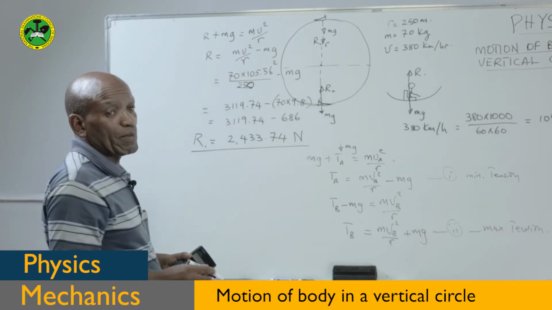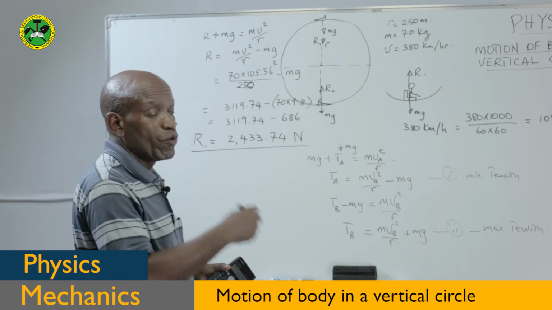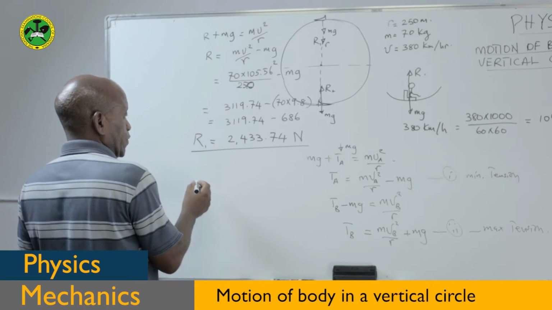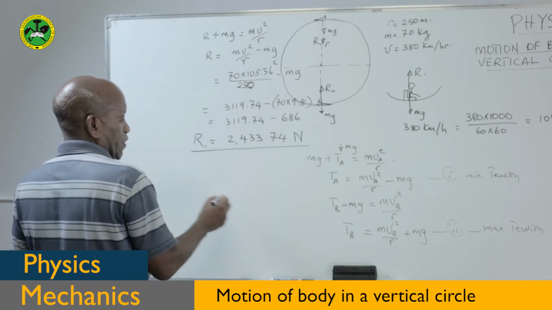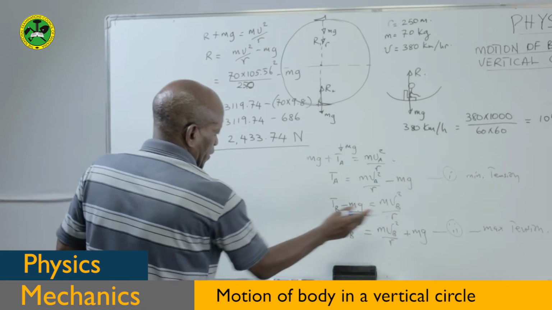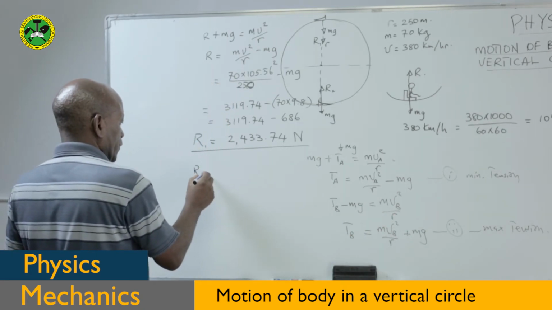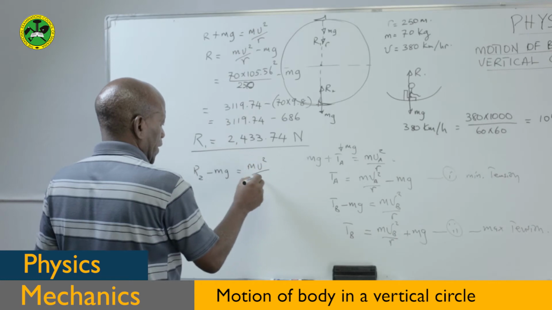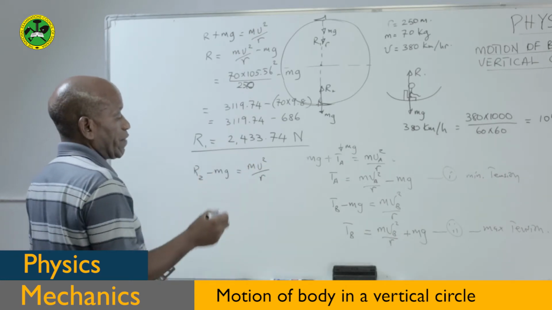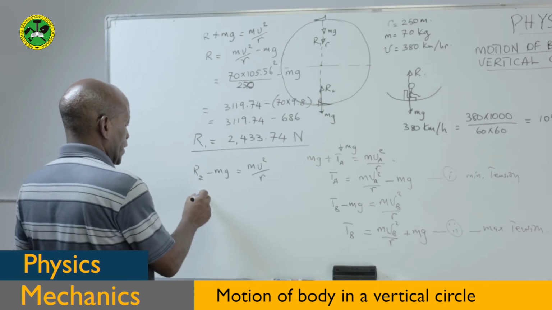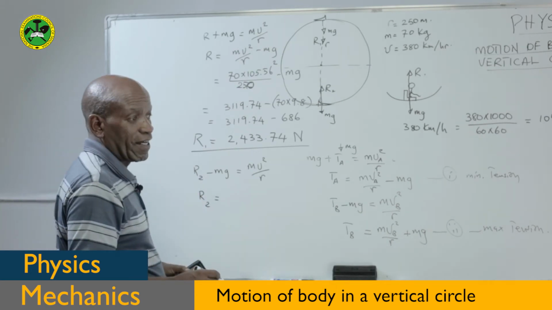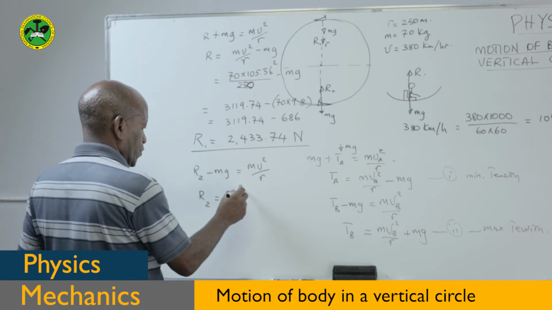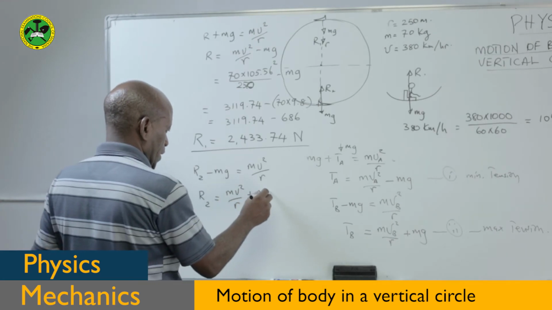So we can see that the necessary centripetal force to make him loop the loop comfortably will be equal to the difference of the two forces, as we can see from this particular expression. That is R2 minus mg, which is equal to mv squared over r. But all other values have been given, so we can now determine the reaction R on his seat. So this will be equal to mv squared over r plus mg.